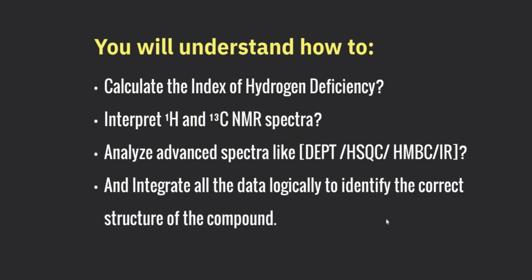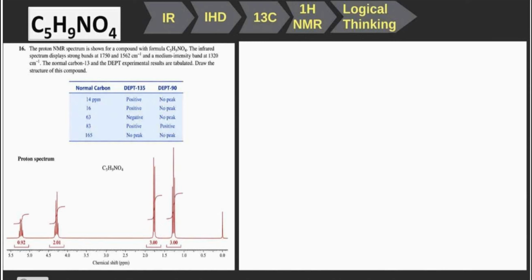By the end of this video, you will understand how to calculate the index of hydrogen deficiency, how to interpret 1H and 13C spectra, how to analyze advanced spectra such as DEPT 90 and DEPT 135, and how to integrate all the data logically to identify the correct structure of the organic compound. So let's solve this problem step by step.